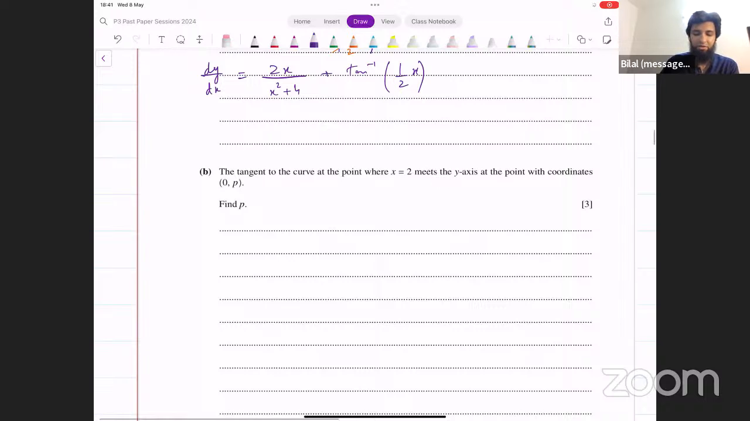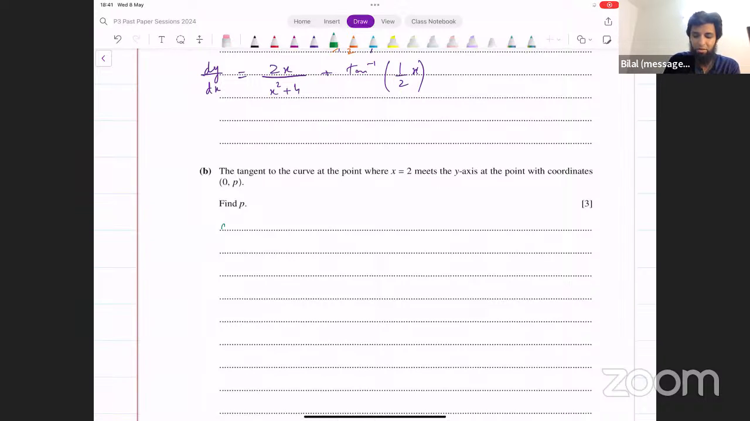How do you find the gradient of the tangent? You've got the derivative already. Put that value of x there, x equals 2. Let's input that here and see what that gives you. When x equals 2, dy over dx is 2 into 2 divided by x squared, that means 2 squared plus 4 plus tan inverse of 2 over 2, which is just 1. Simplify this and see what that gives you.